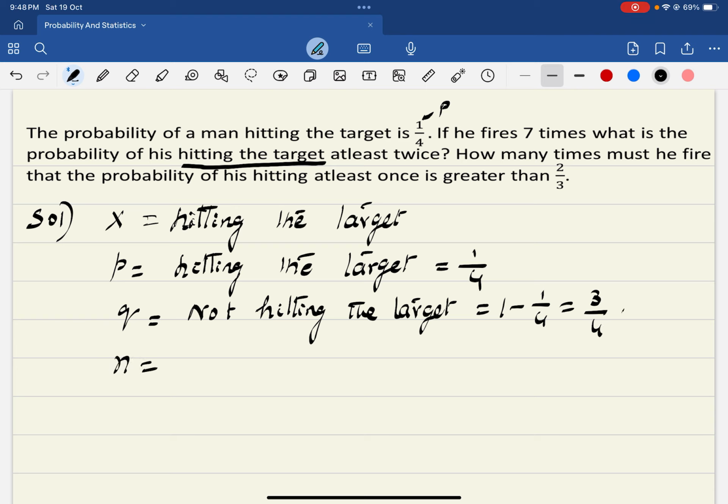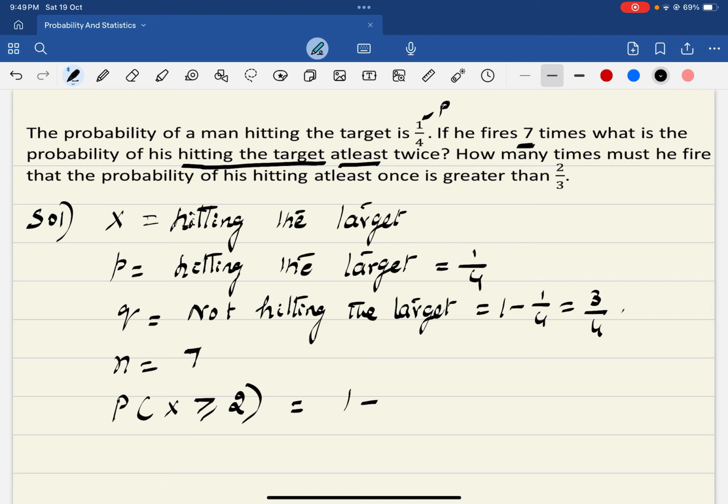Now n is equal to 7 times, already given in the first part. Now it's a direct question. What is the probability of hitting the target at least twice? What do you mean by at least? X greater than or equal to 2. This is a direct question. Greater than or equal to 2 means, with 7 trials, you have to calculate from 2 to 7.